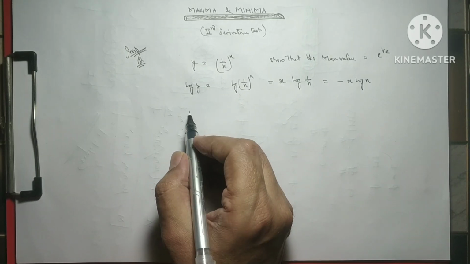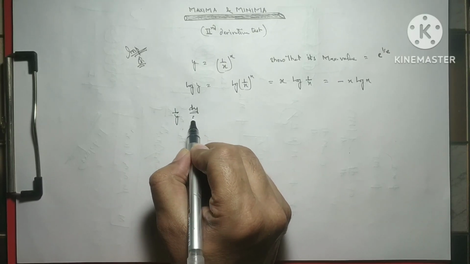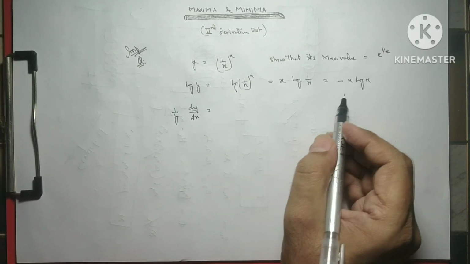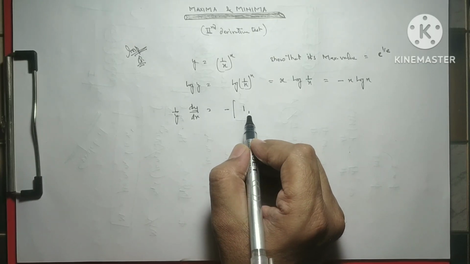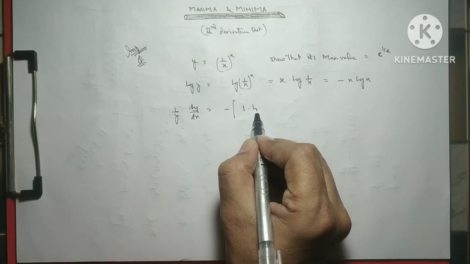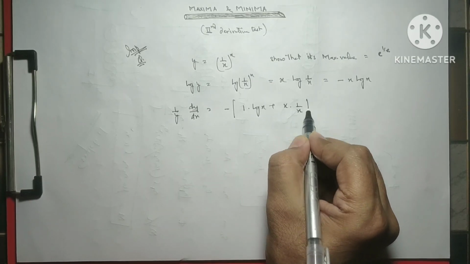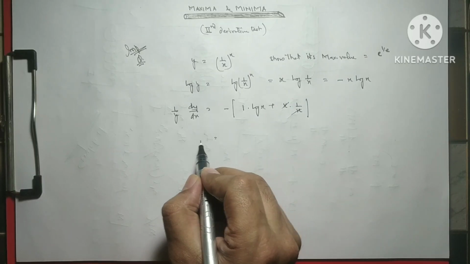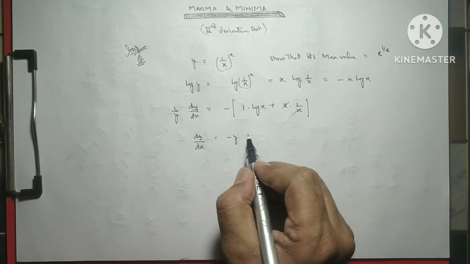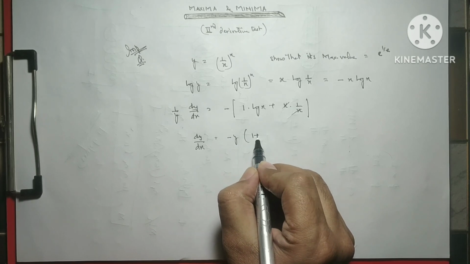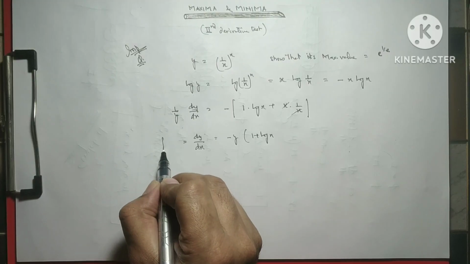Right now differentiate: 1 over y dy over dx, and we apply the product rule. Differentiation of x is 1, log x as it is. Now x as it is, differentiation of log x is 1 over x, so we get this. So dy over dx equals minus y times 1 plus log x. So this is the first derivative.